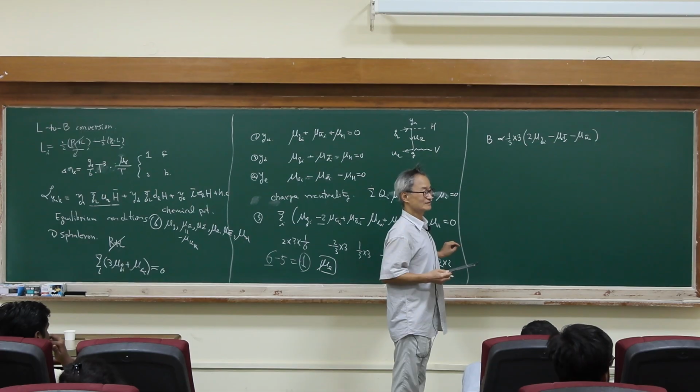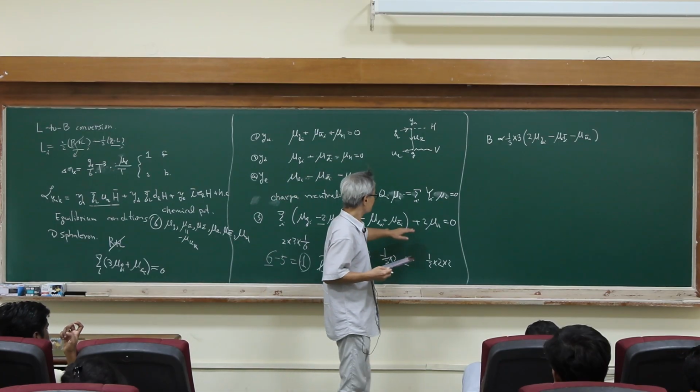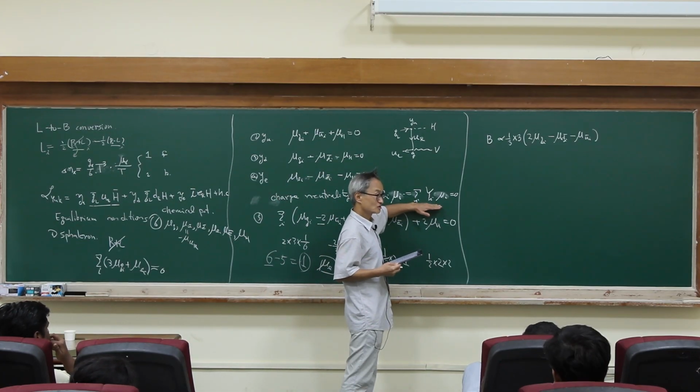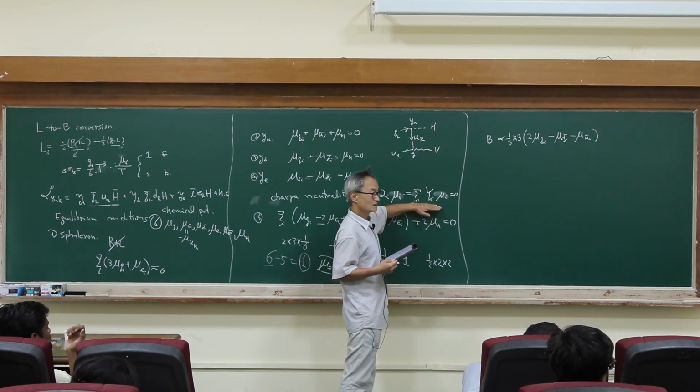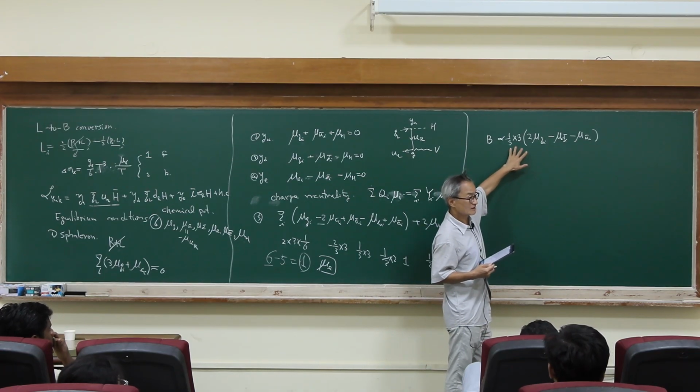Why are you thinking that baryon and lepton asymmetry should be...? This is electromagnetic charge. It has nothing to do with baryon or lepton charge. No, I'm not talking about baryon or lepton charge. I'm talking about electromagnetic charge. I'm talking about the baryon. Baryon number is this one. Yeah, they have different charges.